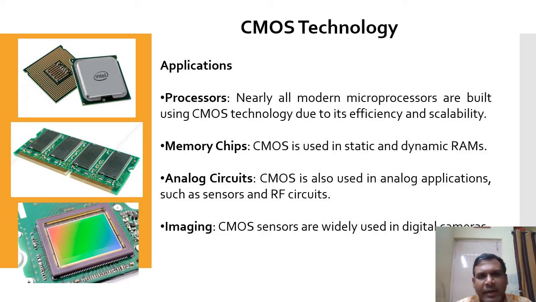Then in analog circuit applications also, CMOS is very useful for different sensing applications. Then RF circuit design, radio frequency detection circuits. For radio frequency detection circuit purposes, we are using analog CMOS devices. And CMOS sensors, the camera sensors, are nowadays widely used to capture high quality or high resolution pictures. So for imaging purposes, CMOS is very useful.